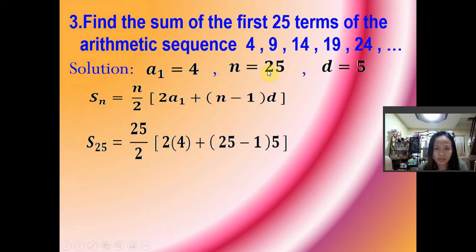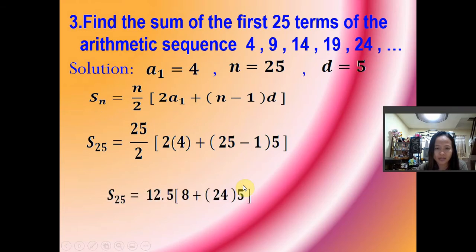n will be substituted with 25 divided by 2, times quantity 2 times 4. Our first term here is 4, plus our n again is 25 minus 1, and then our common difference is 5. Okay, so we are done substituting all those given informations.